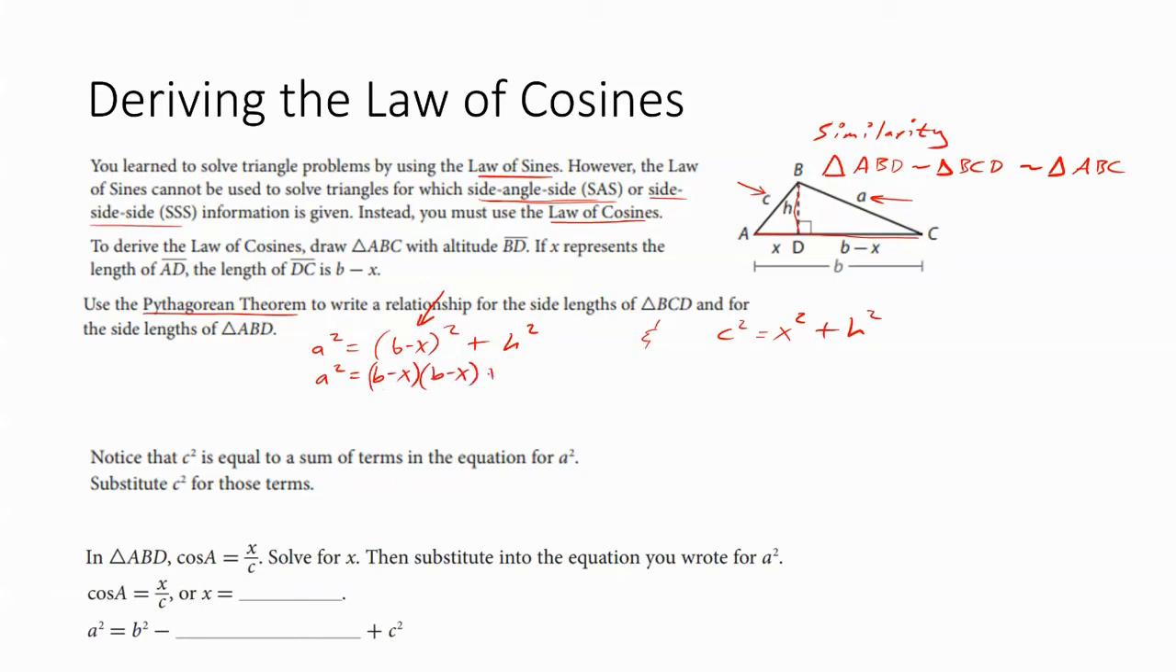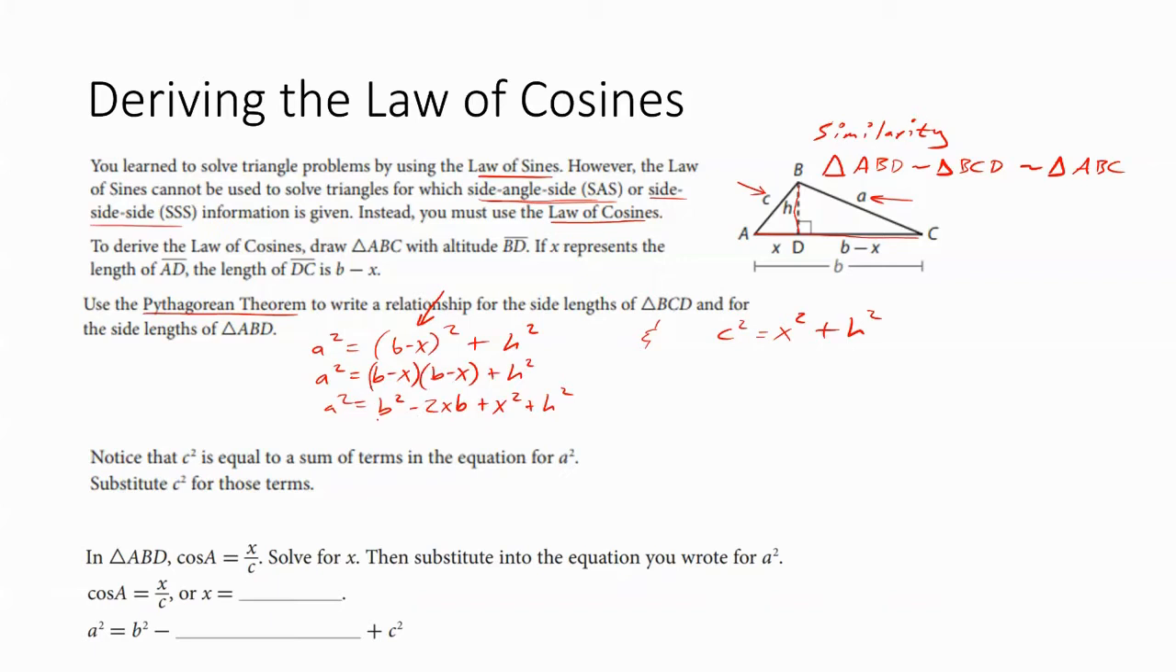All right, so remember, squared means that binomial is multiplying itself again. So b times b is b squared. B times negative x b, which there's two of them, so negative 2xb. And then negative x times negative x is positive x squared, super. And then we have that h squared, right?